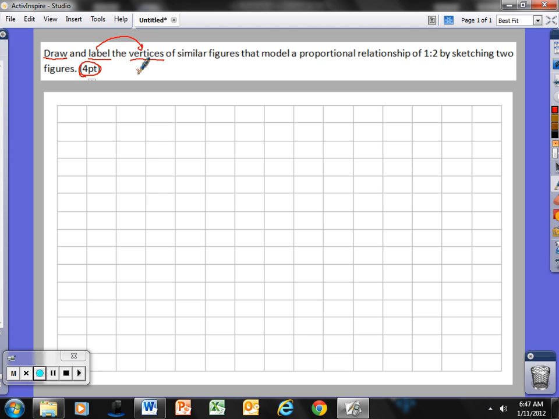If I remember correctly, vertices are just vertex, but because it's plural, I'm going to have many vertices, and I have to label those. I know how to label an angle with a capital letter, A, B, C, D, whatever I want. Of similar figures, so figures that are the same or similar, that model. When I draw something, I'm modeling something. A proportional, that's a big word, relationship of 1 to 2 by sketching two figures, not just one, two. Now, let's see here. Proportions, and with that ratio of 1 to 2.